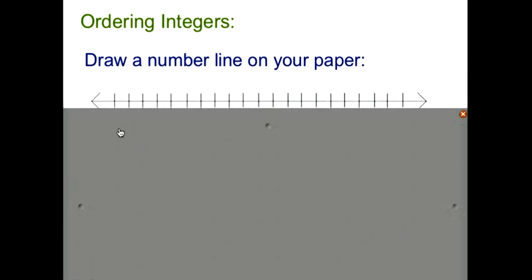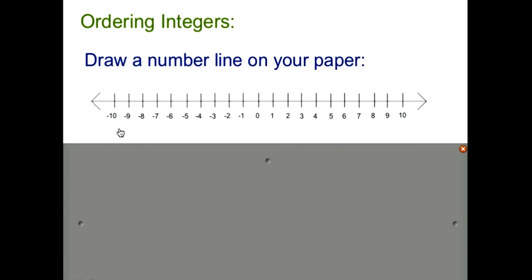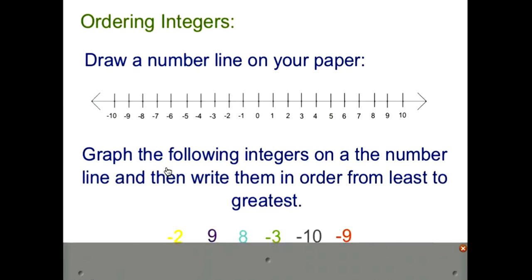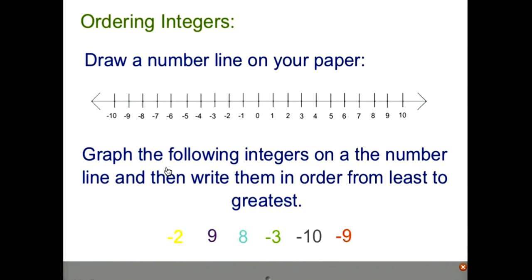So we're going to order integers. I would like you to draw this number line on your piece of paper. Make sure that your least integer is -10 and your greatest integer is 10. When you have that done, then we are going to graph the following integers on a number line, and then we're going to write them in order from least to greatest.